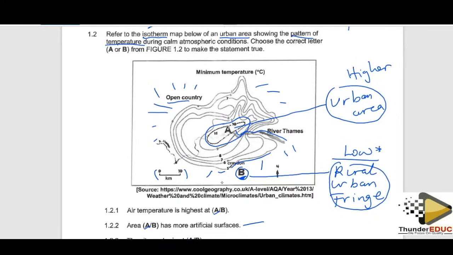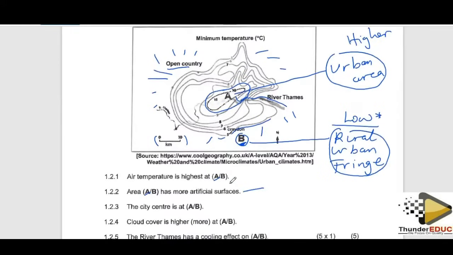So having that concept, it makes us understand that the city center will be at point A, because even the isotherms themselves, look at the open country, it is 5, 6, 7. So it means that as we move from the open country towards point A, the temperatures are increasing from 5, 6, 7, 8, 9, 10. You can see there is an increase in temperatures. All right. So which means that the city center will be at point A.